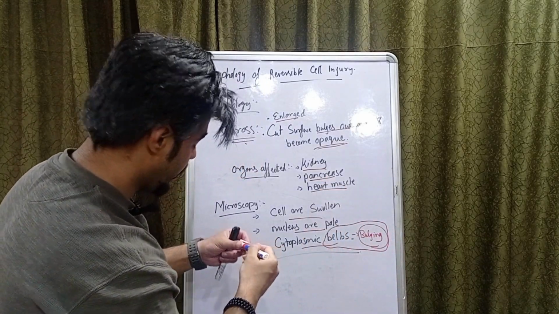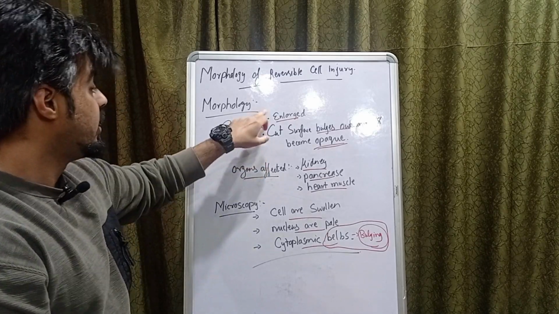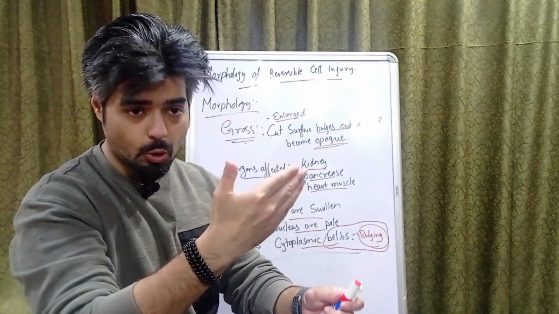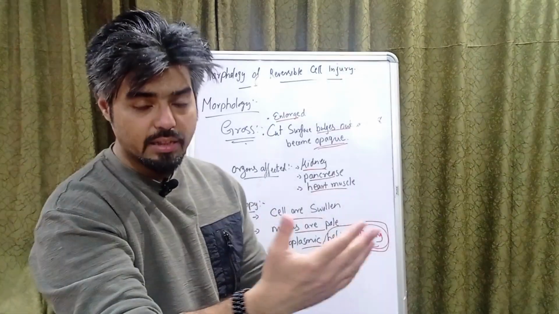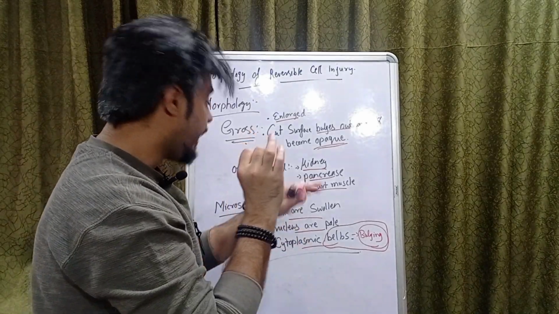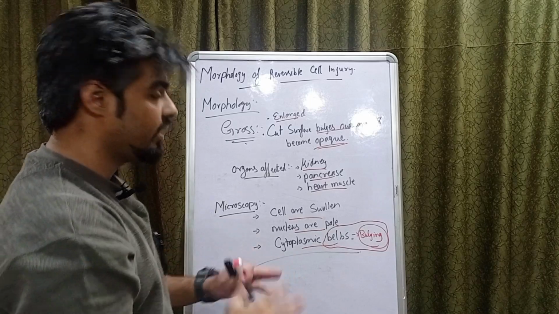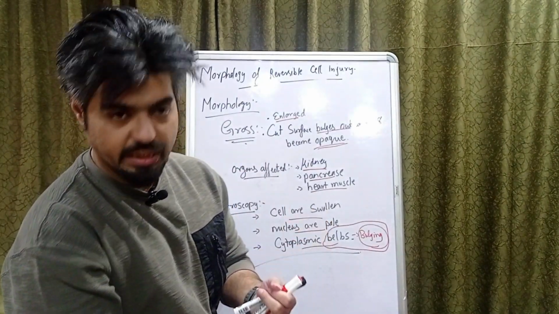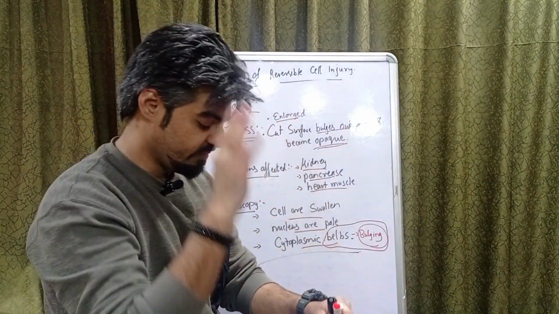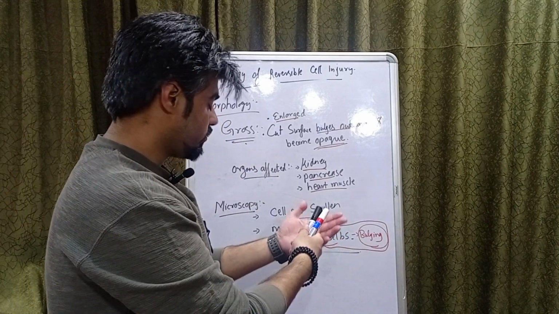Repeating it once again. What will be the morphology? First of all, the gross: the organ will be enlarged, and the cut surface will bulge outwards and be opaque. The organs affected are kidneys, pancreas, and heart muscle. And in microscopy, cells are swollen, cytoplasmic blebs will be seen, and nuclei are pale. That is your hydropic change.